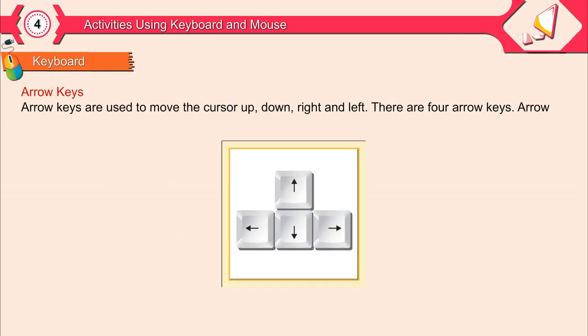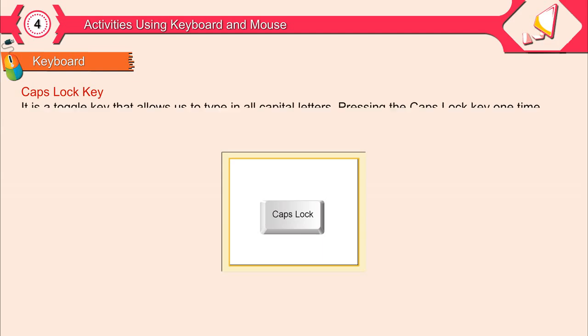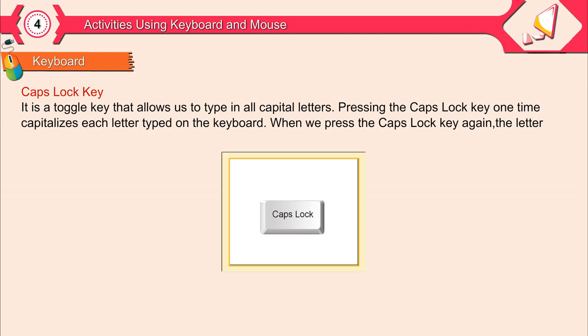Arrow keys. Arrow keys are used to move the cursor up, down, right and left. There are 4 arrow keys. Arrow keys are also called cursor control keys. Caps lock key. It is a toggle key that allows us to type in all capital letters. Pressing the caps lock key one time capitalizes each letter typed on the keyboard. When we press the caps lock key again, the letter keys we type afterward will type as lowercase letters.